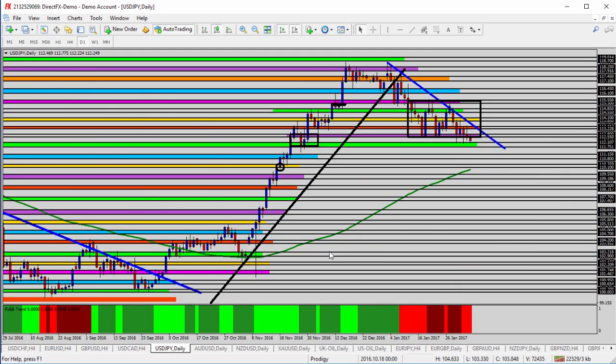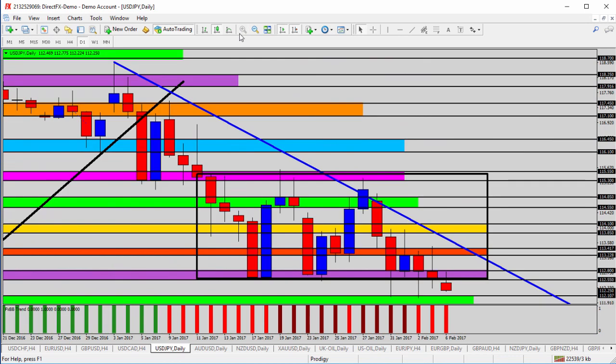Take it on over to the US yen. Again, downtrend, blue trend line, red trend bar. We have an overall bearish bias, except we're having a little bit of a difficult time around the 112.00 level up here at the top of the chart, just underneath the black box. Let's zoom it in a couple of times here. Take a look at this.